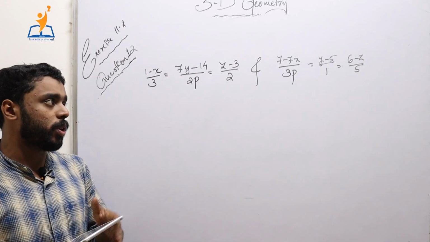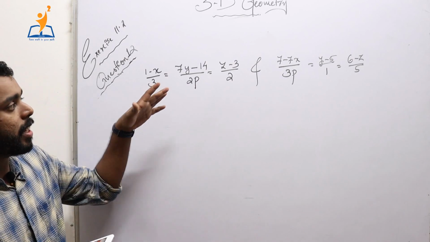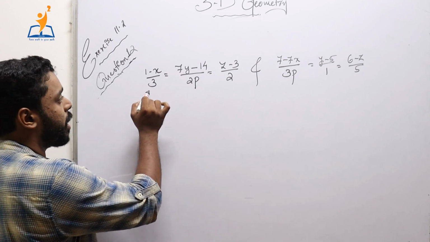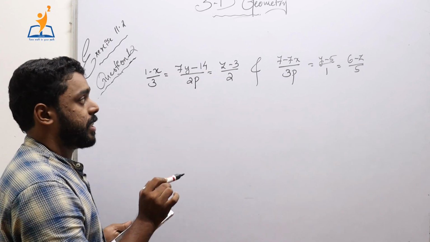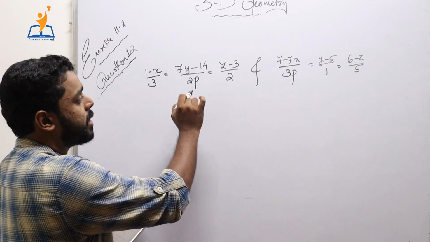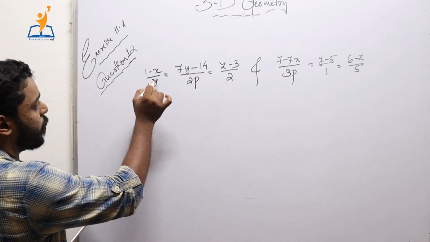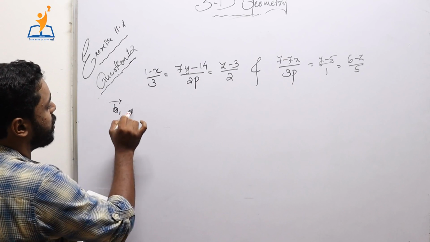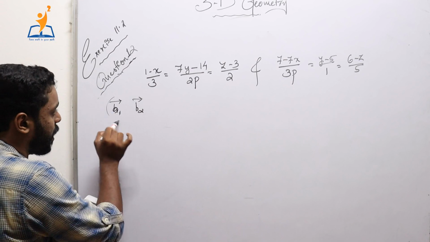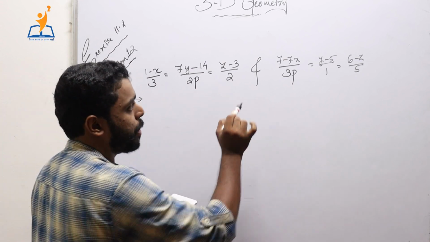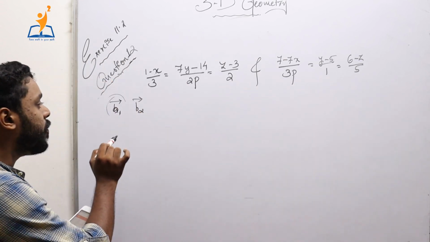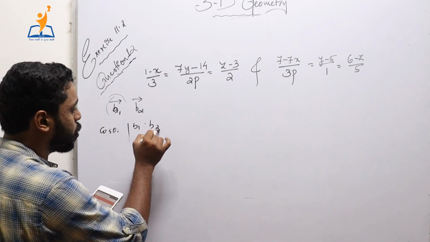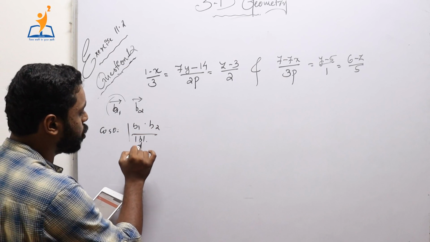This is very simple. We know how to find the angle between two lines which are given in the Cartesian form. First of all, we have to identify the direction ratios of the lines, which are parallel to these vectors. So we can identify b1 and b2, where b1 is the vector which is parallel to this line and b2 is the vector which is parallel to this line. Then cos theta is equal to what? Mod b1 dot b2 divided by mod b1 into mod b2, isn't it?